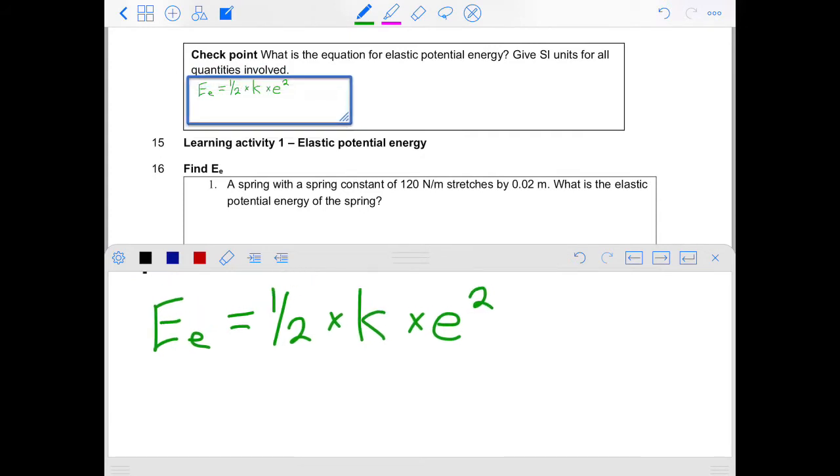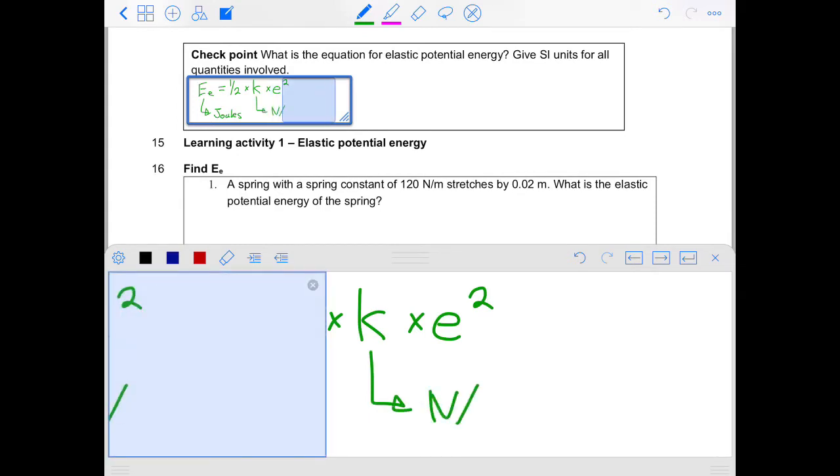So elastic potential energy, our SI unit is joules. Our spring constant, our SI unit is newtons per meter. And our extension, our unit is meters, because it is a length.